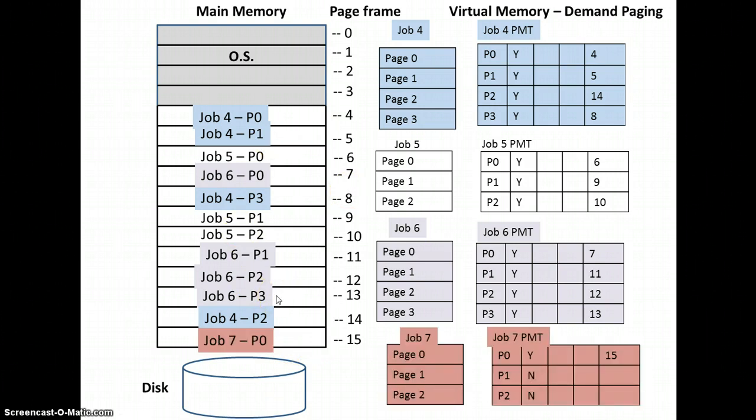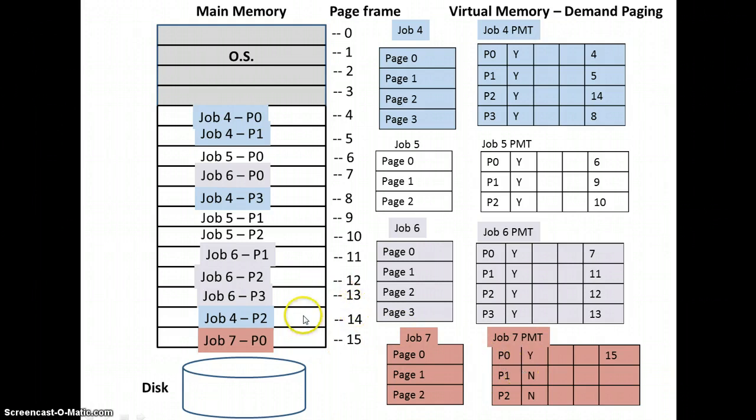Suppose now job 7 starts. And job 7 starts, and the one page that was free was page 15. So page 0 for job 7 is going into 15. Its page map table is updated to say yes, it is in page 15. Suppose this job 7 also then needs to reference page 1 and page 2, but currently they're not in memory.